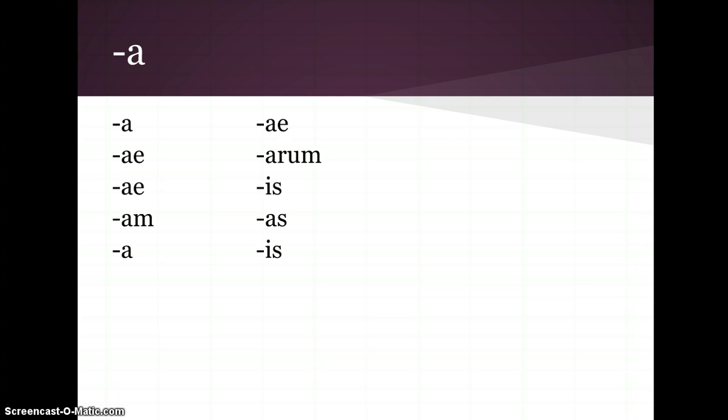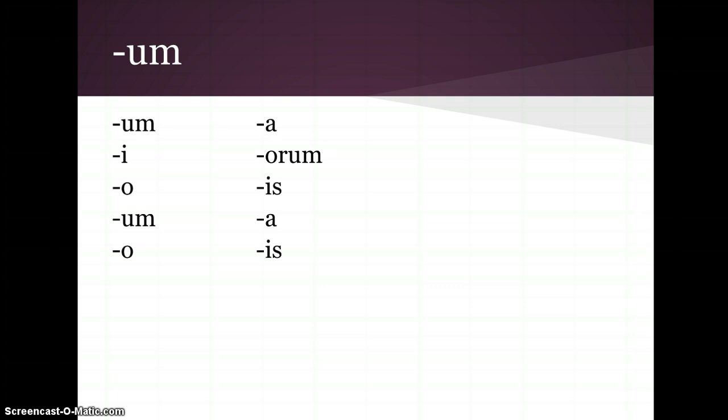Usually feminine, and the order is still the same, and it reads ae, ae, arum, is, as, is. These are the endings for adjectives which are normally neuter, and the format is still the same: um, i, o, o, a, orum, is, a, is.